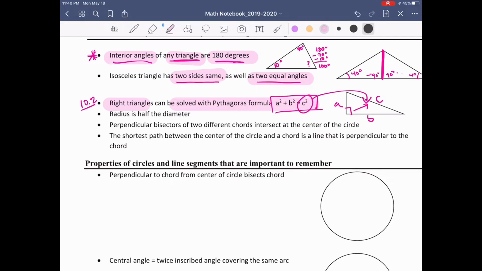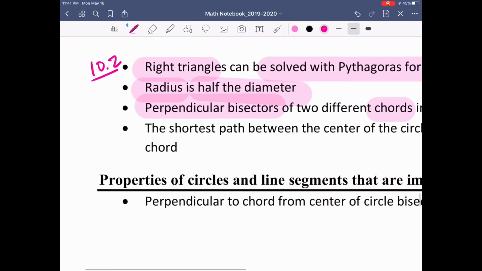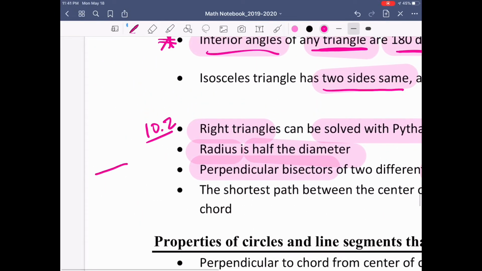The next fact is that the radius is half the diameter, which you all know. The next one is that perpendicular bisectors of two different chords intersect at the center of a circle. Okay, so what that means is that perpendicular means when you cut a line like this. So if you have a line like this, the perpendicular line would be like this. It would create a 90-degree angle.